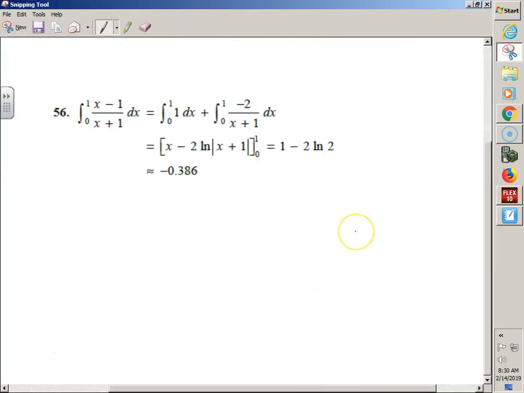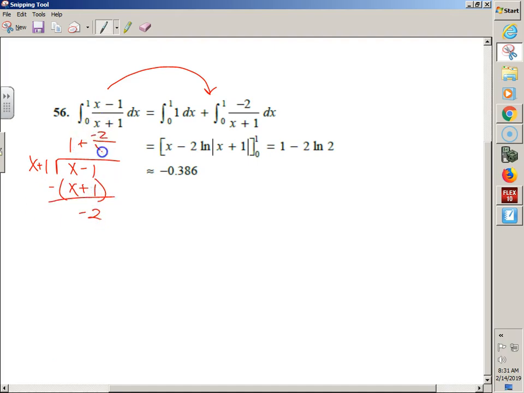Real life example of what I was just talking about. How on earth did they get here? This is not that. Oh, it might be that. If we, what? Just 1? Yeah, just 1. 1 times x is x. We can do x plus 1. What happens when we subtract? Negative 1 minus 1 is negative 2. Oh, so we have plus negative 2 all over x plus 1.